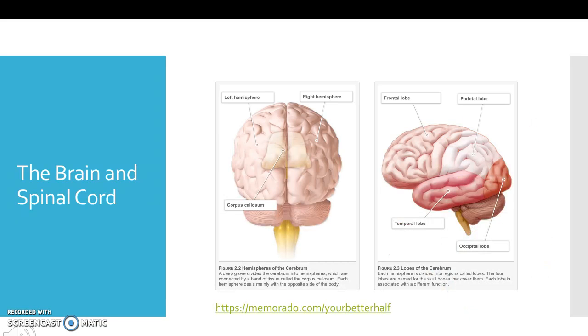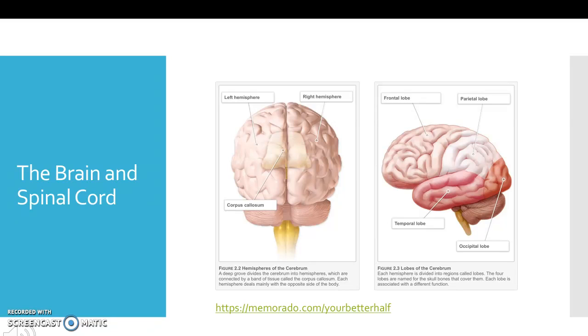In the first picture on the left, there is a division of the hemispheres. The right hemisphere is responsible for controlling the left side of the body and is the more artistic and creative side of the brain. The left hemisphere is responsible for controlling the right side of the body and is considered the more academic and logical side of the brain.